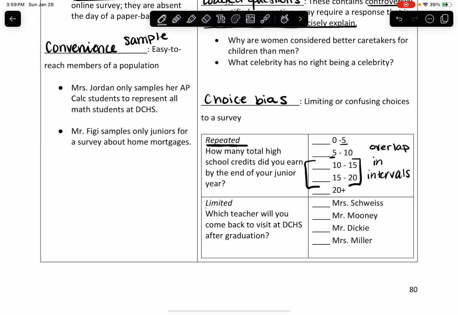There's also a limited choice bias, where you're limiting the choices people have to choose from. So if you were to ask, which teacher will you come back to visit at DC after graduation, and then you only give these 4 options, well, what if they're not going to come back to visit any of them? What if a teacher they would visit is just not on the list?